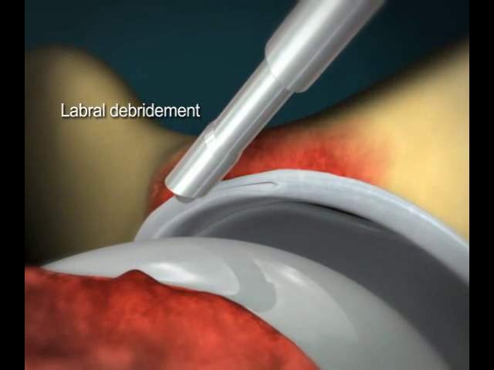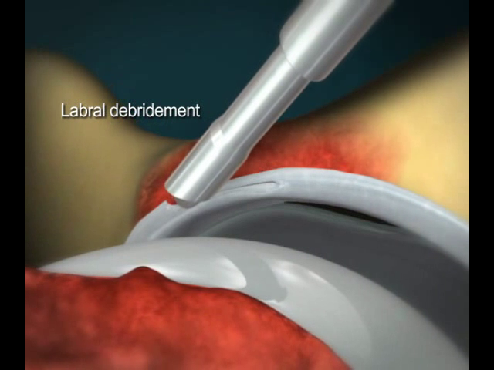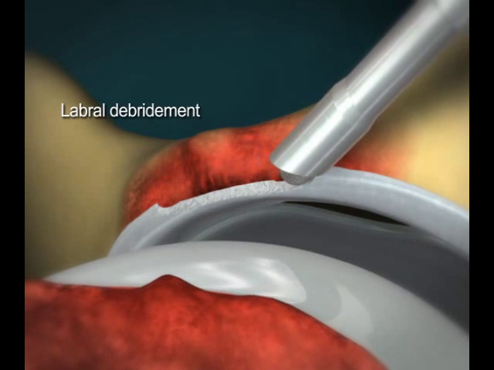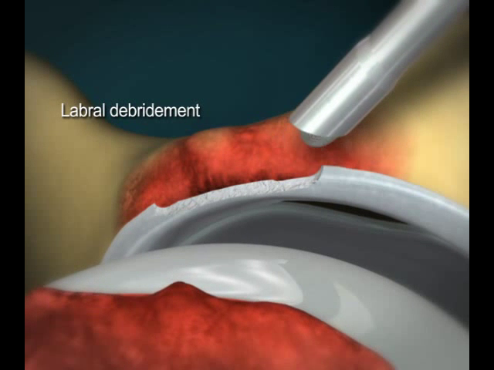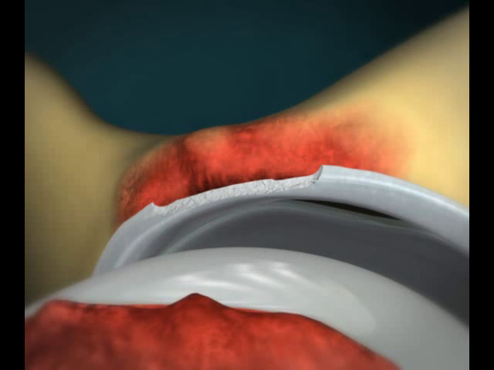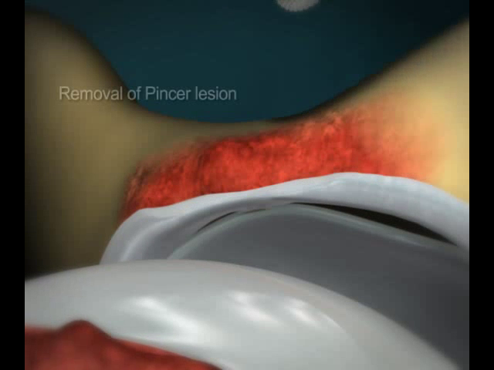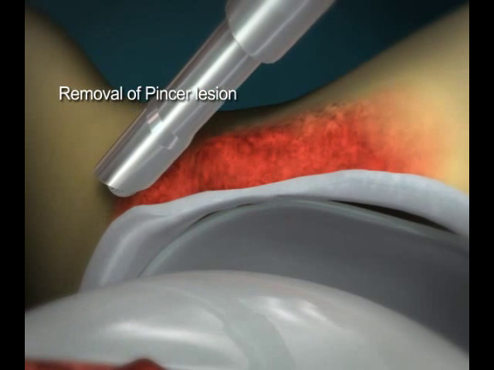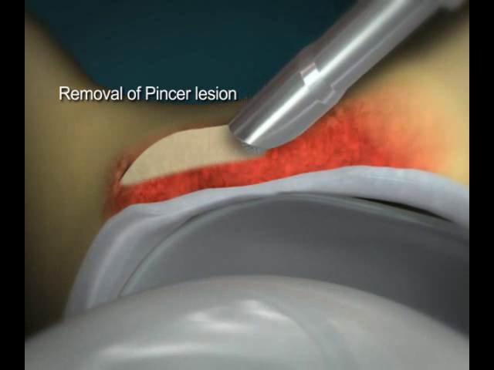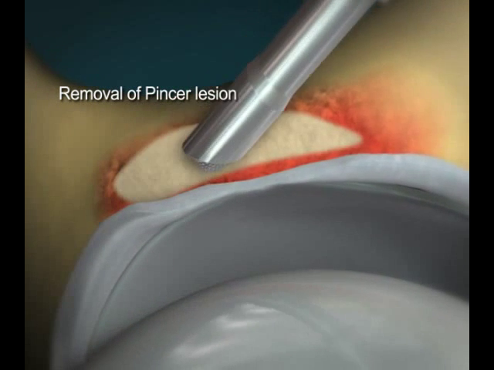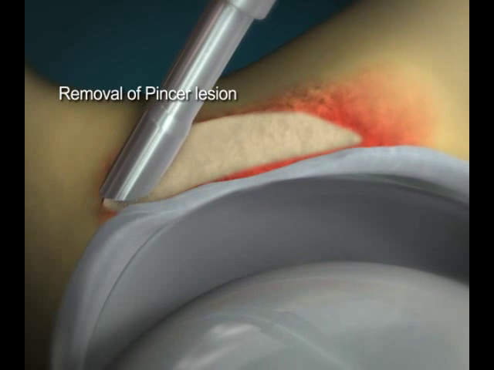The decision to remove labral tissue is based upon the location, chronicity, and vascularity of the injured fibrocartilage. Attempts are made to preserve as much healthy labral tissue as possible. Once the labrum is debrided, the pincer lesion is visualized and resected using a motorized burr. Intraoperative fluoroscopy is often used to assist in determining the extent of bony resection.